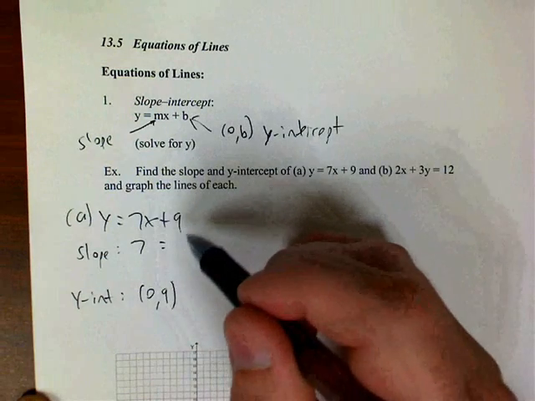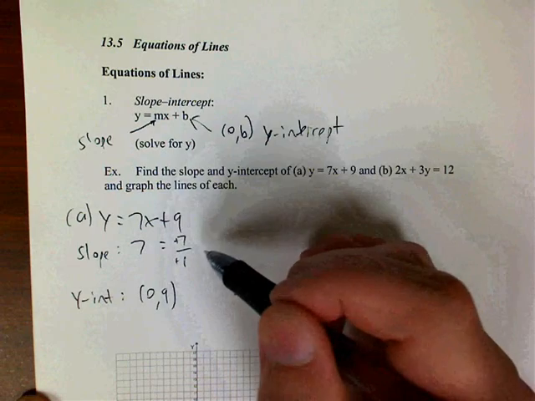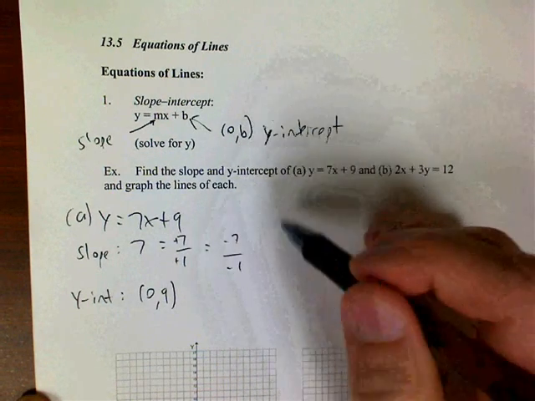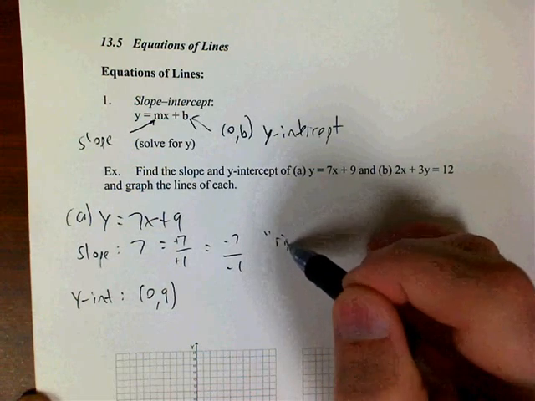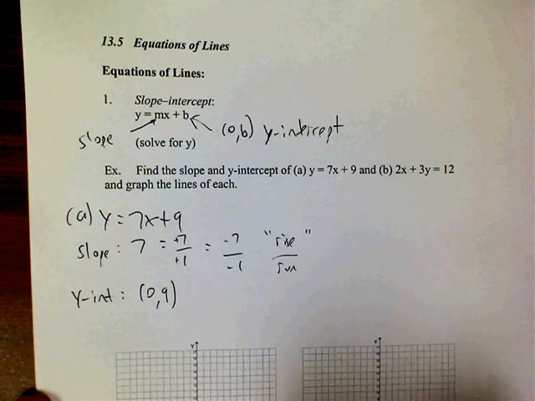Now let's look at 7, and think of it as 7 over 1. How about a positive 7 over positive 1? It's also the same as negative 7 over negative 1. And since slope is the same as rise over run, we're going to use that to graph the line.